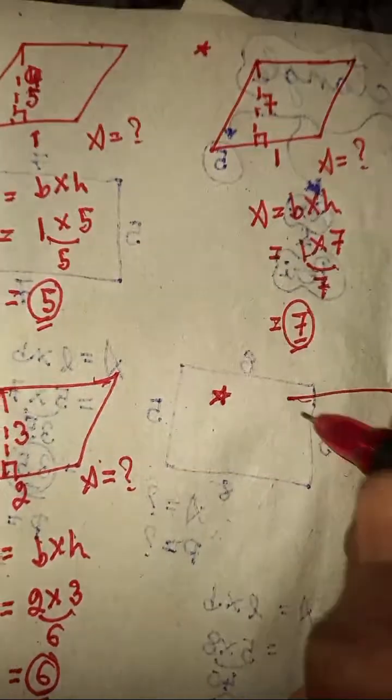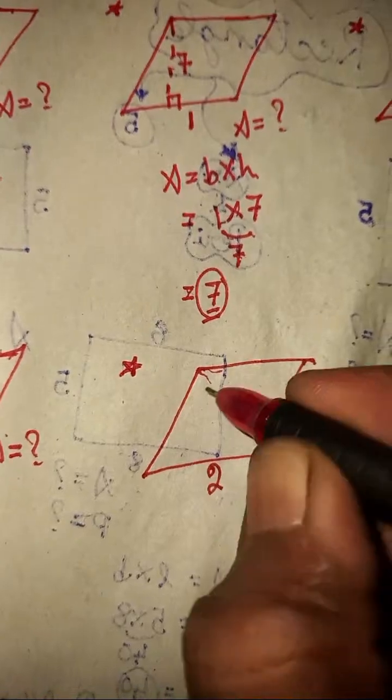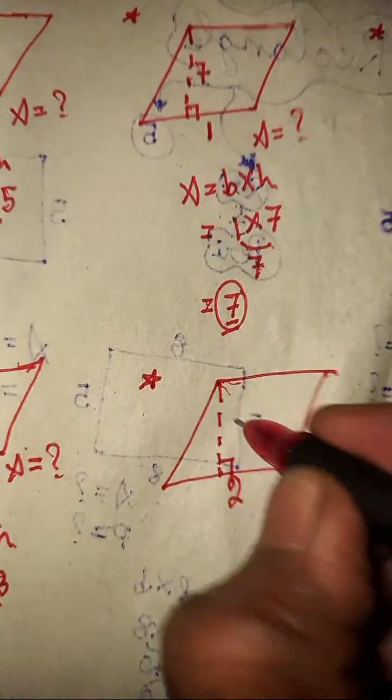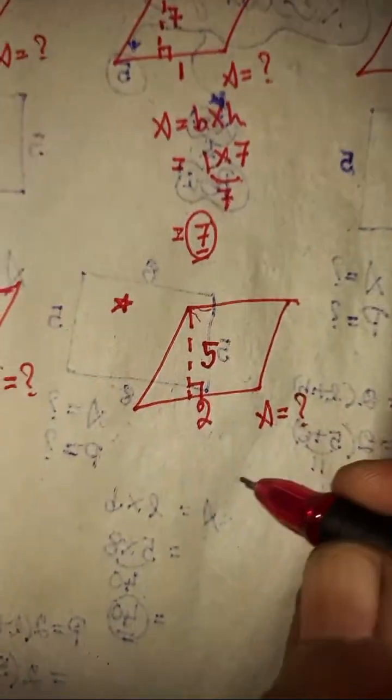Let's take one more, and here the base is 2 units and the perpendicular height is equal to 5 units. Here also you need to find the area of the parallelogram.